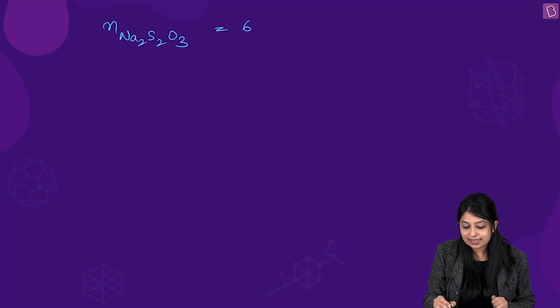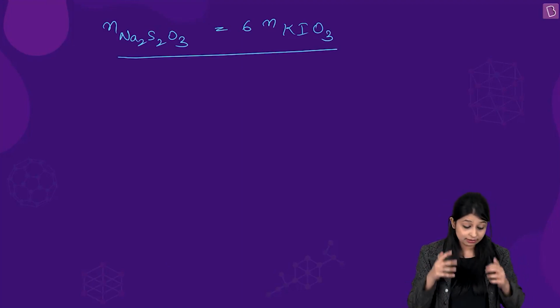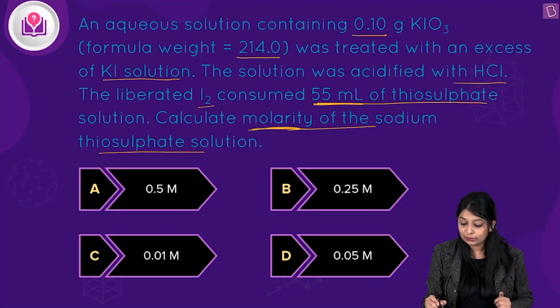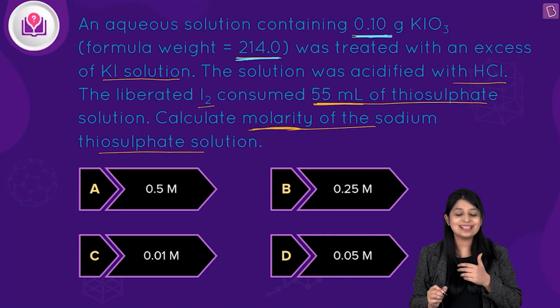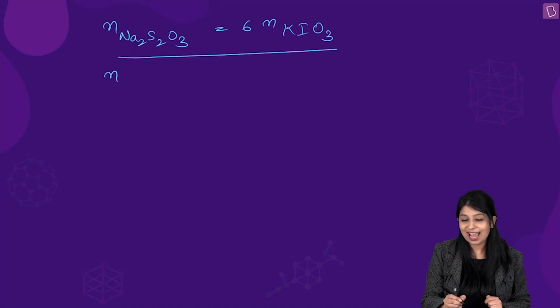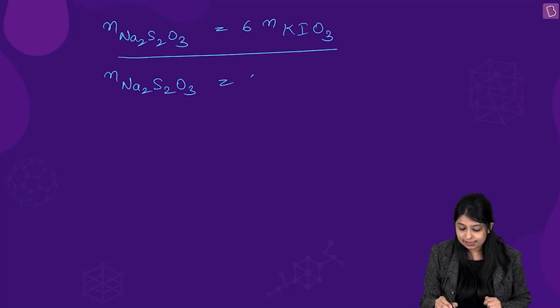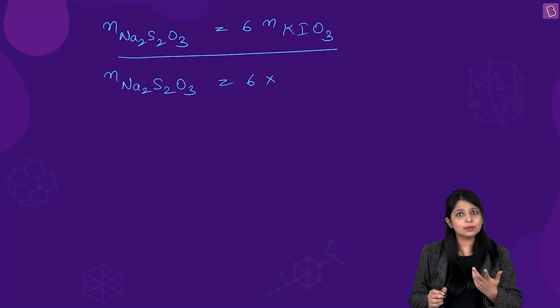And we need to find out the number of moles of Na2S2O3, right? So the number of moles of Na2S2O3 will be equal to 6 times the number of moles of KIO3. Why have I arrived at this relationship? Because I know the weight of KIO3 and I know its formula weight. So I can easily find the number of moles of KIO3, from where I'll find the number of moles of Na2S2O3. That was the whole idea behind this. So it will be equal to 6 into, and what is the formula for number of moles of KIO3? Given weight upon formula weight, right?